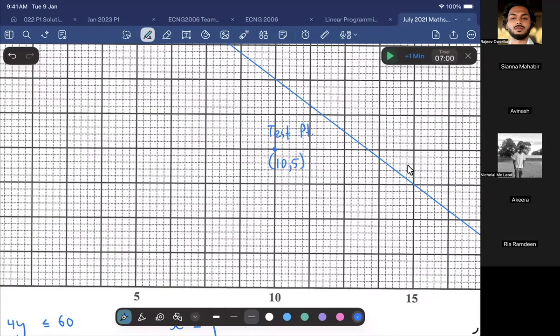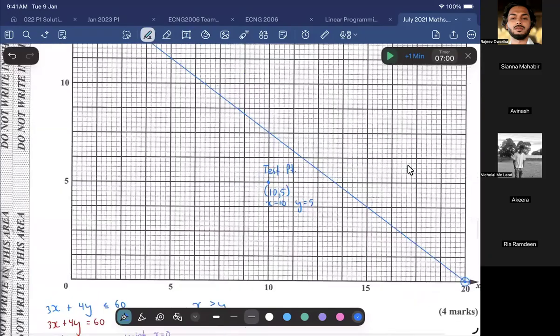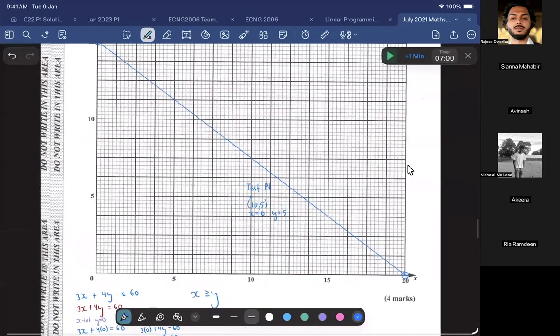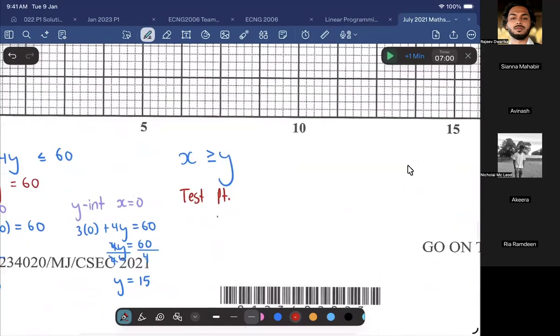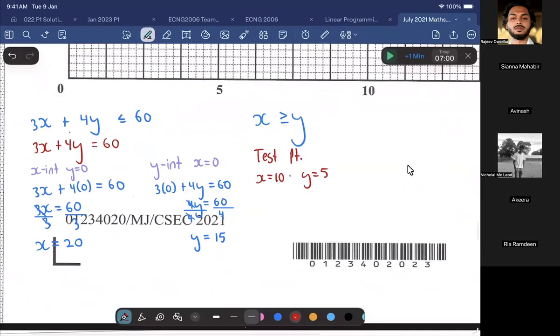Right, so x would be equal to 10, and y would be equal to 5. Let me know if you're okay with that. Yes, sir. Okay, great. So let me check that. For the test point, we know that x is 10 and y is 5.